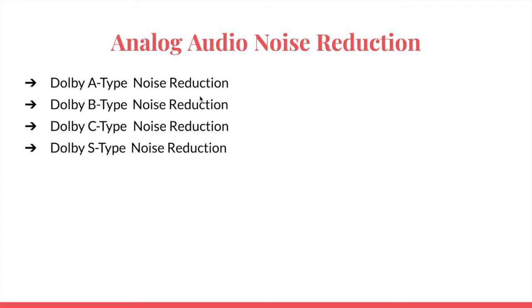So let's start with audio noise reduction. A Dolby noise reduction system is one of the series of noise reduction systems developed by Dolby Laboratories for use in analog audio tape recording. In this section, we will talk about 4 Dolby noise reduction systems in timeline and how Dolby implemented them. Among those systems, Dolby A was developed for professional use. Dolby B, C, and S were designed for the consumer market.